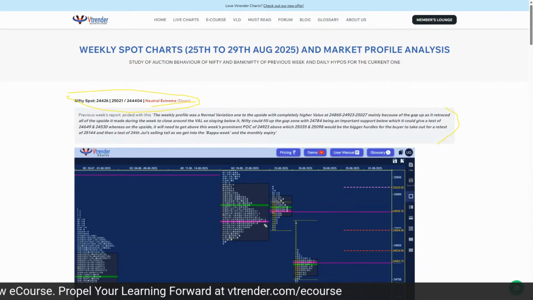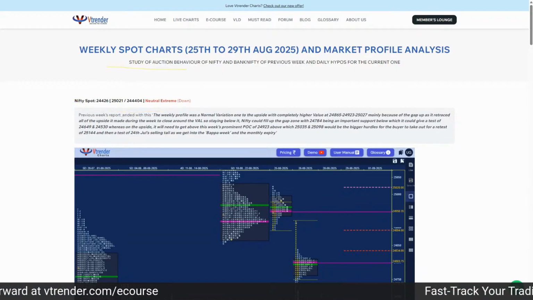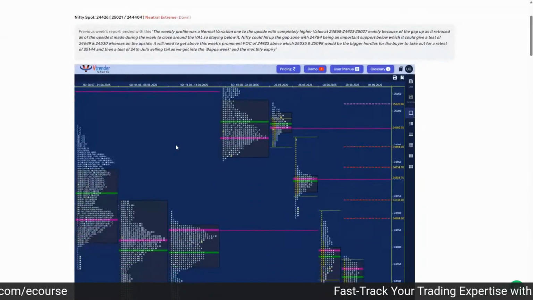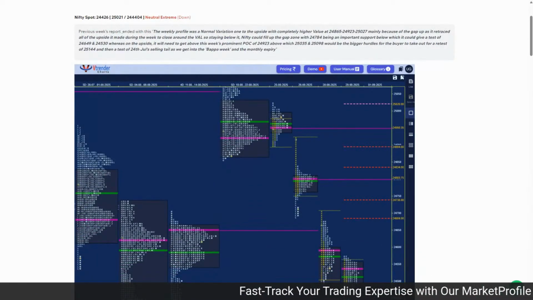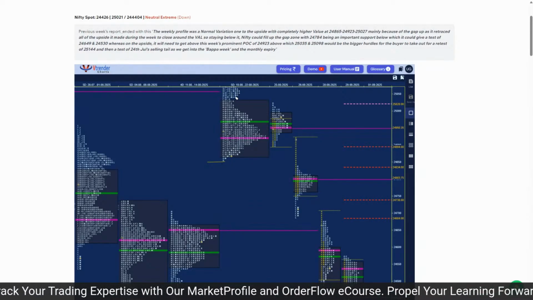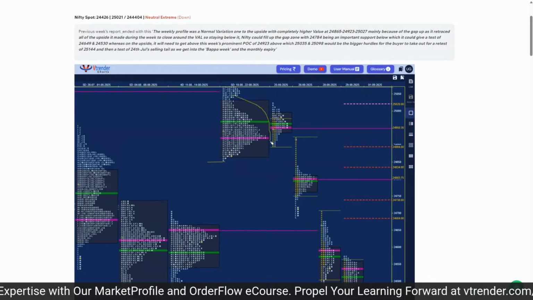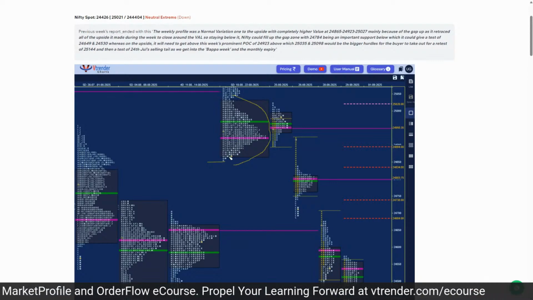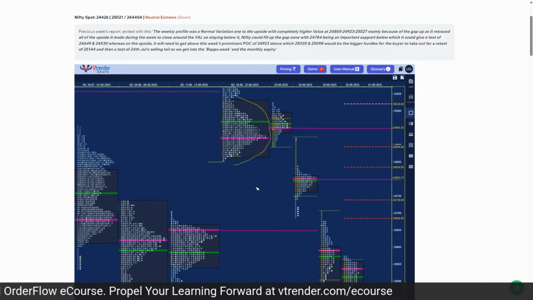So what did we do in Nifty spot last week? The week prior to last week, Nifty had formed a normal variation. We opened with this gap up and held the rollover point. But then we could not do much on the upside, and we formed a balanced profile, and we closed around the value area low. We had discussed this in the last Monday session also.